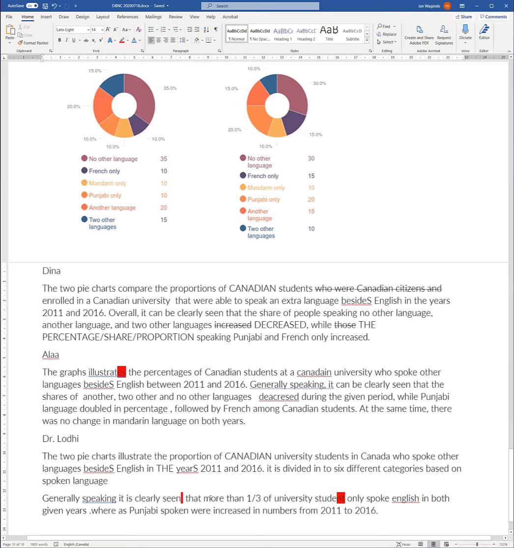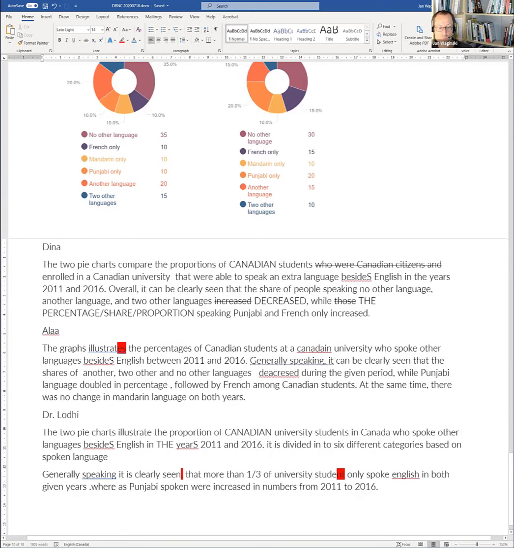Okay. Almost, if I write almost one third? Say roughly. Roughly one third. Say not more, not less, just roughly one third of university students only spoke English, whereas is one word. Got to put those together. Whereas Punjabi spoken were increased, huh? Whereas Punjabi spoken were increased.